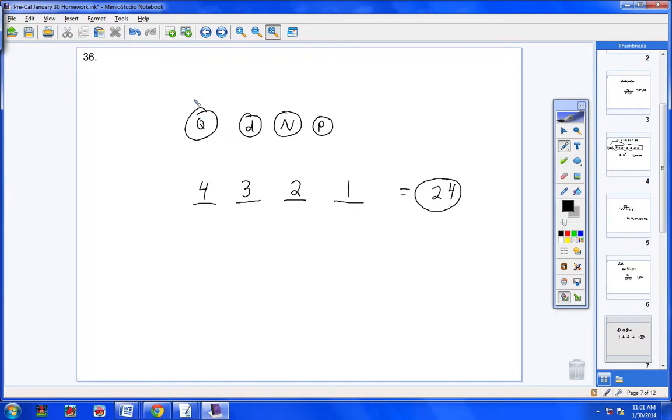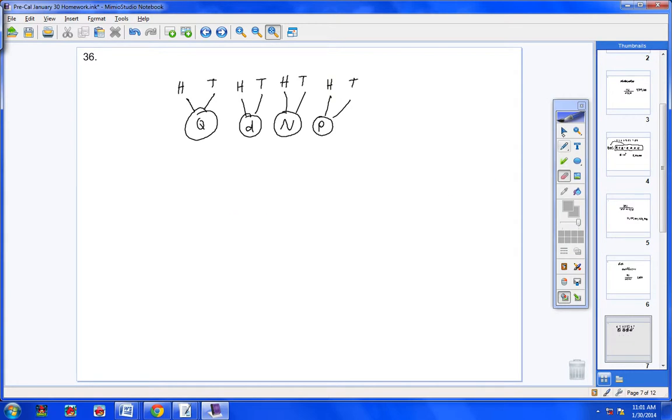they be lined up? Okay, so now really this quarter here has two different ways you could put it in line. And this dime has two different ways. And this nickel has two different ways. And this penny has two different ways that you could put the penny down. And so now we got to reconsider this. So we have four coins. One, two, three, four.